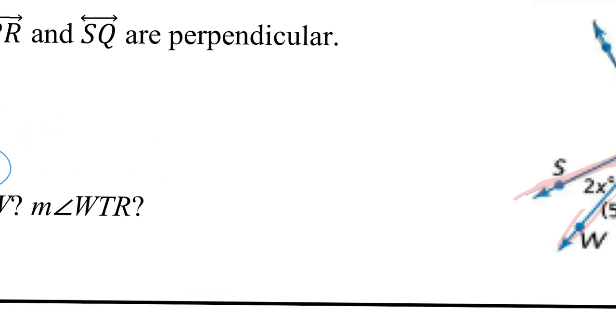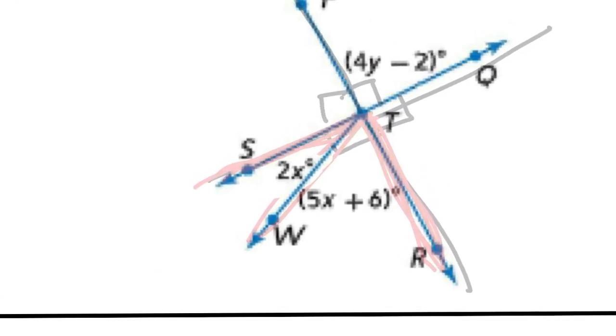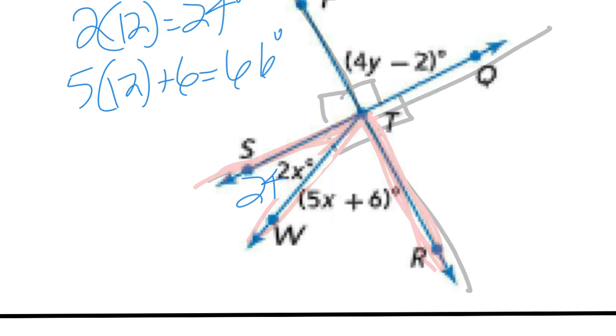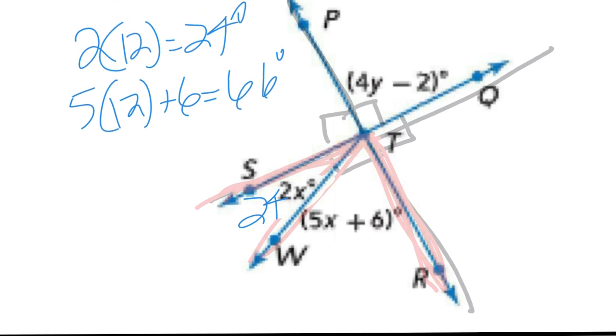With this information, all I need to do is plug in 12. So let's see here. 2x, 2 times 12, that's 24 degrees. Okay, that's what this angle is right here. And then 5x plus 6, I got 5 times 12, that's 60, plus 6 is 66. And then you can do a quick little check. Is 66 plus 24, does that equal 90? Yes, it does. So that's how you know you did it right. When you add these two angle measures together, they equal 90.